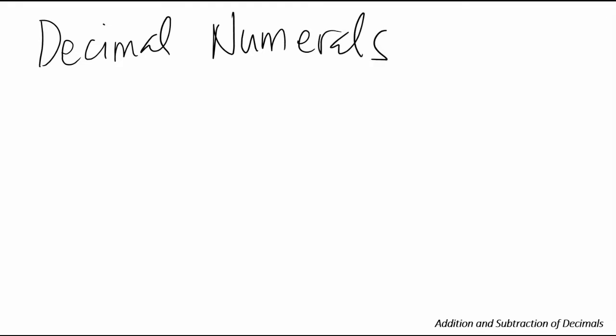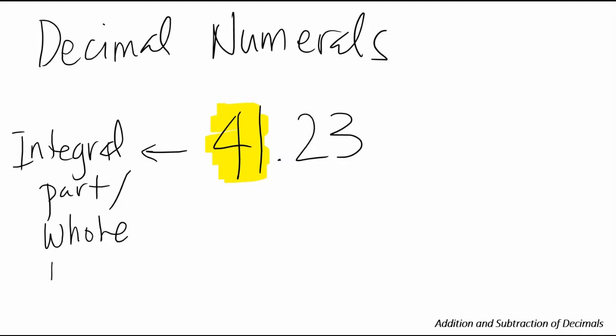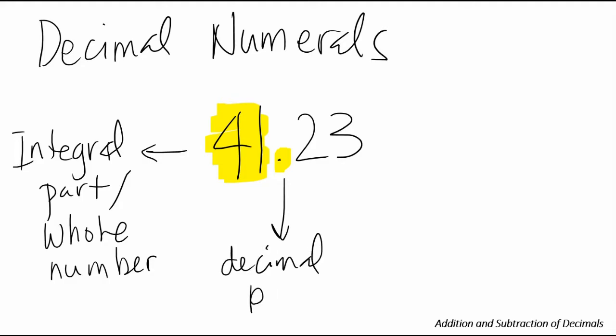Let's go now to the different parts of the decimal numerals. Decimal numerals have basically three parts. So let's say we have 41.23. This part, the 41, is what we call the integral part, or the whole number. This one is what we call, of course, the decimal point. And the last part is what we call the decimal part.